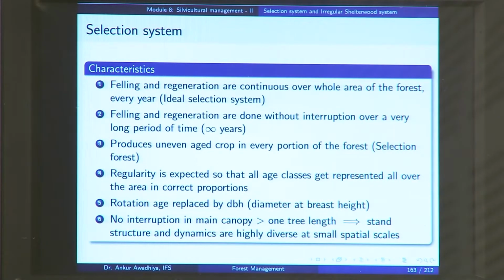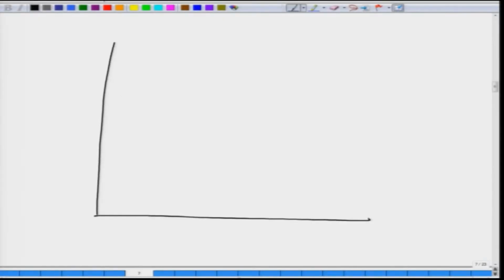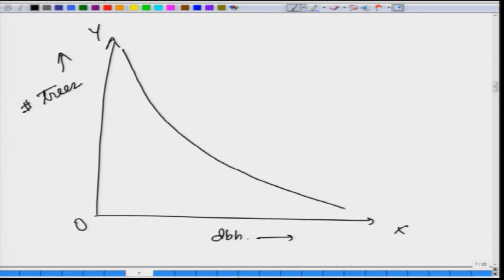So, even if you look at a very small area of a selection forest, you will find that the stand structure and dynamics are very diverse. So, what we are saying is that in the case of a selection forest, if you represent the number of trees on the y axis and the DBH on the x axis, in a classic or ideal selection forest, you will have a curve like this.